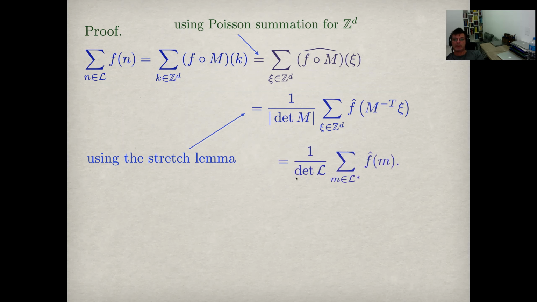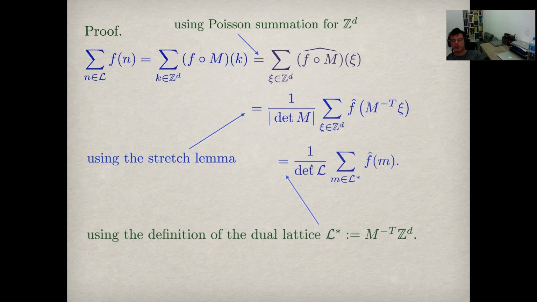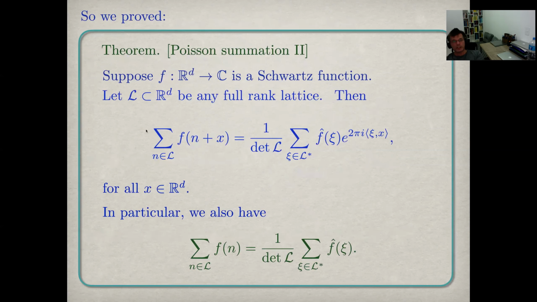And the last step is, again, using the definition of the dual lattice. So by definition, as xi varies over the integer lattice here, M inverse transpose xi, as we saw before in the definition of the dual lattice, varies over the dual lattice. Where by definition, the dual lattice is M inverse transpose applied to the integer lattice. And that's it. That is the proof of the Poisson summation formula for lattices. So obviously not too difficult. So this is what we proved so far, extremely useful.